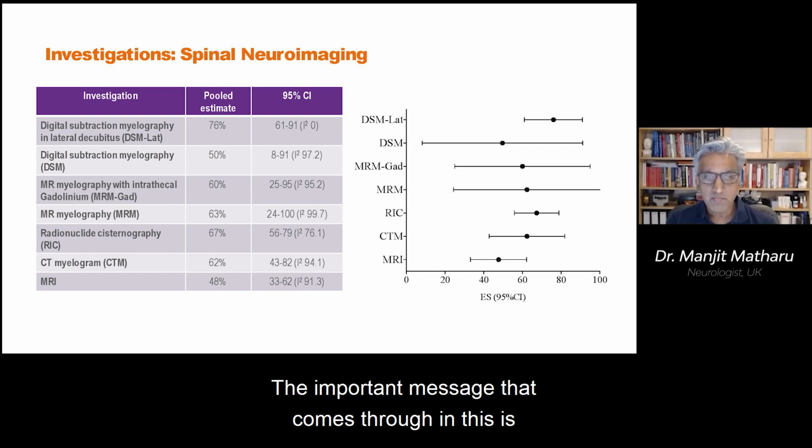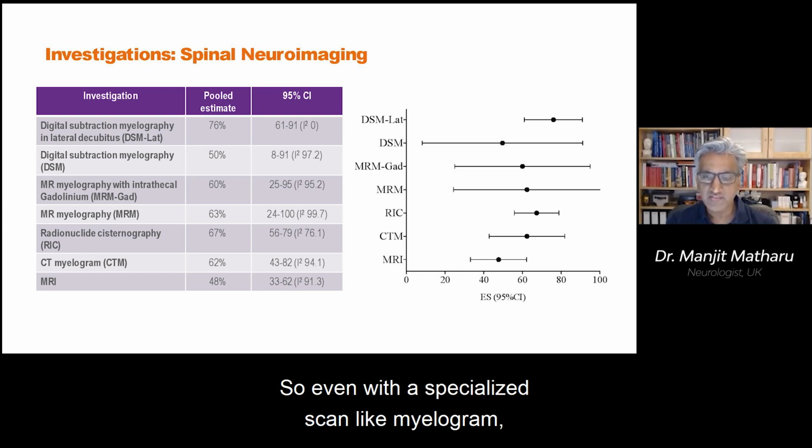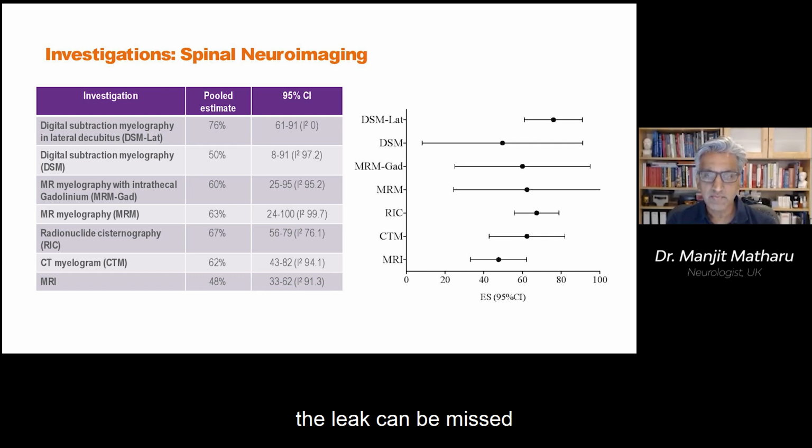The important message that comes through in this is there is no investigation that's perfect. Very many of these myelographic techniques will pick up the leak in a substantial proportion of patients, but not in all patients. So even with a specialized scan like a myelogram, the leak can be missed in a significant proportion of patients. What about lumbar punctures?